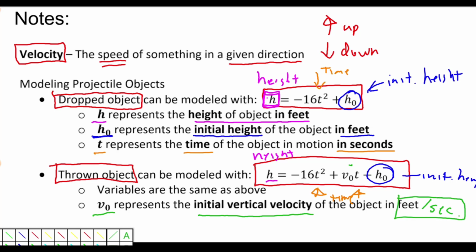So now this little variable right here is my, let's draw it out here. That's my initial velocity. Okay, so that's the only thing different.